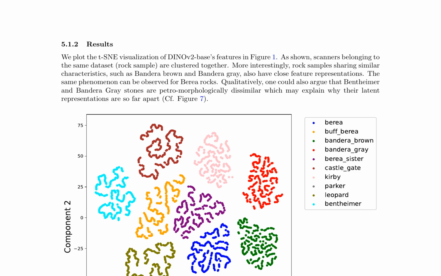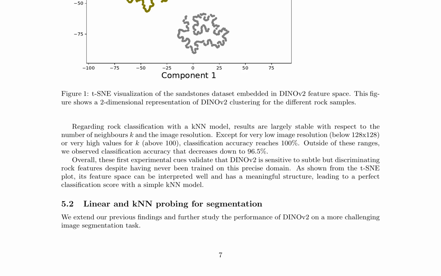The authors also report on the performance of a KNN model for rock classification, finding that the results are largely stable with respect to the number of neighbors, K, and image resolution. Classification accuracy reaches 100% for most parameter settings, except at very low image resolutions, below 128 by 128, or very high values for K, above 100, where accuracy decreases to 96.5%. These findings validate the effectiveness of DINOv2 in extracting meaningful features for rock classification.